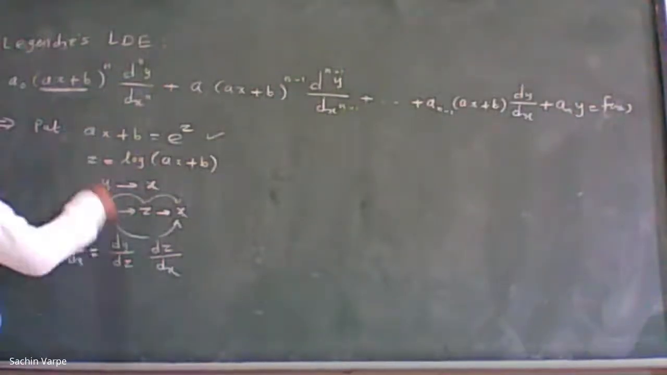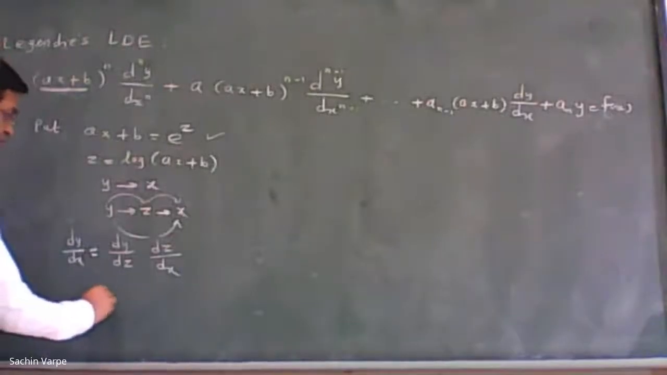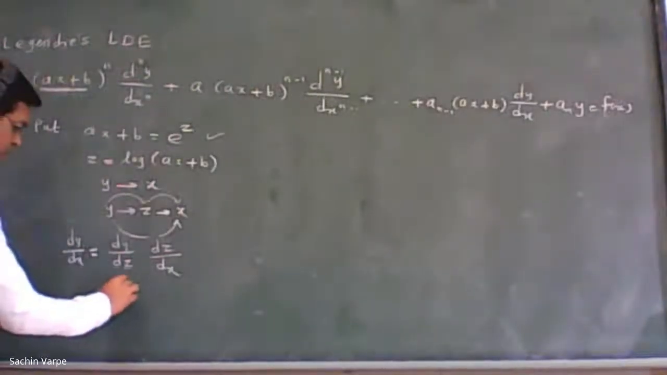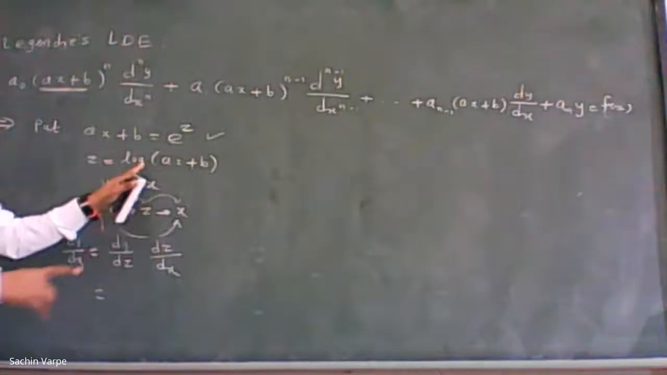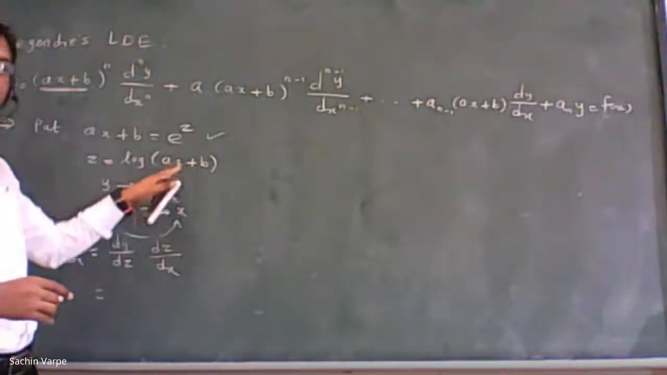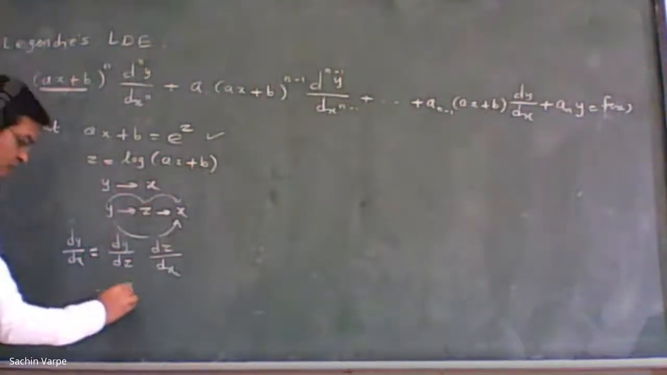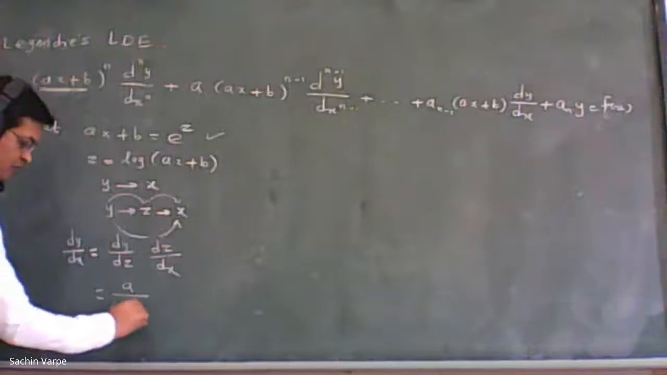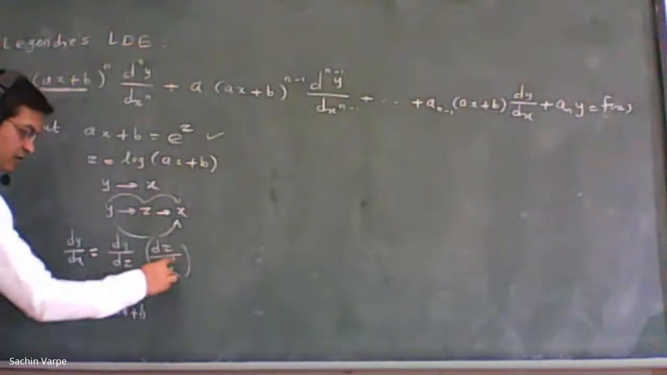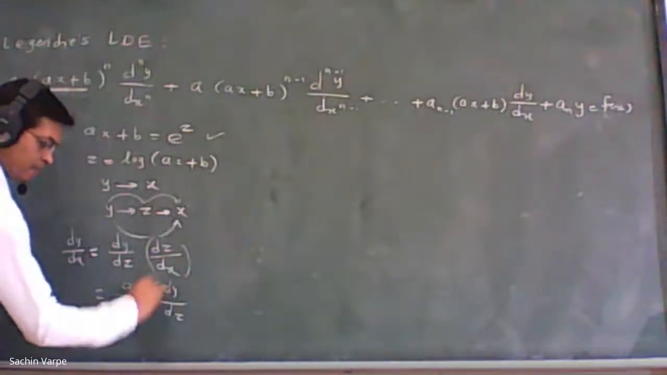And since z is equal to log of ax plus b, what will be the derivative of z with respect to x? Here the derivative dz by dx will be the derivative of log, 1 upon ax plus b, into, by chain rule, the derivative of ax plus b, which is a. So that will be a upon ax plus b, that is dz by dx, isn't it?